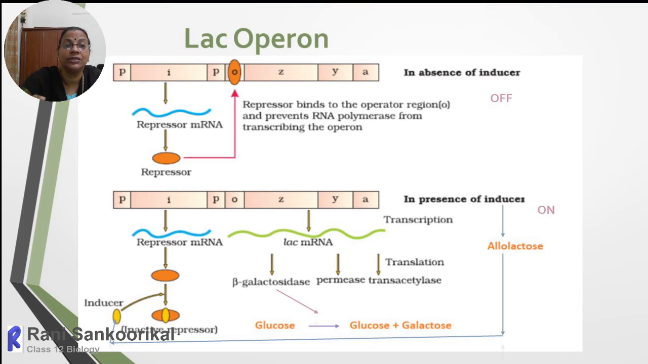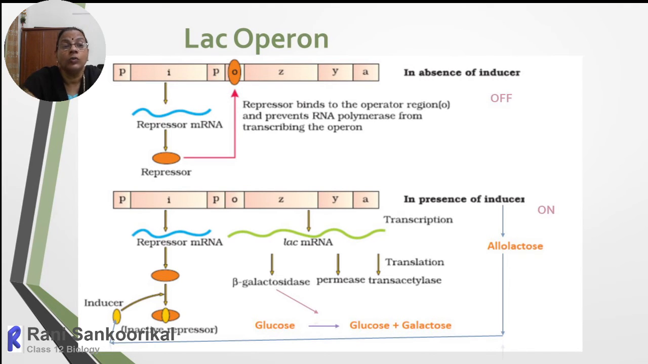So the mRNA formed from the Z region will be translated into beta-galactosidase, which helps convert lactose to glucose and galactose. The Y region helps in the production of more permease, which will increase the permeability. As a result, lactose will enter into the E. coli. For transacetylase, there is no direct connection, but even then it is produced together.